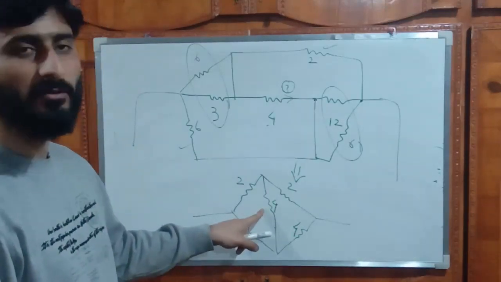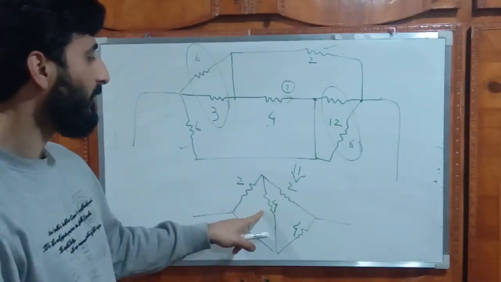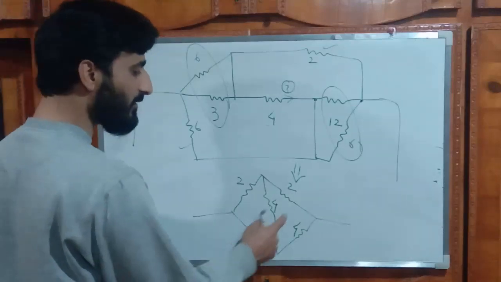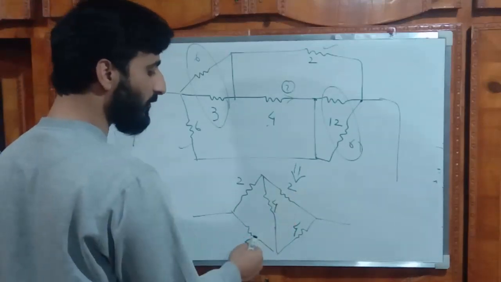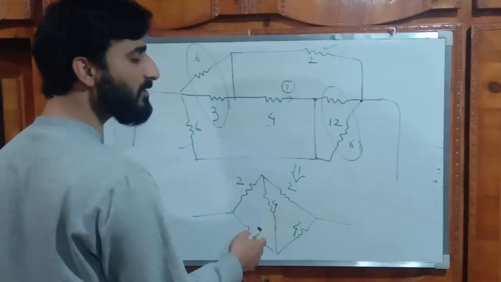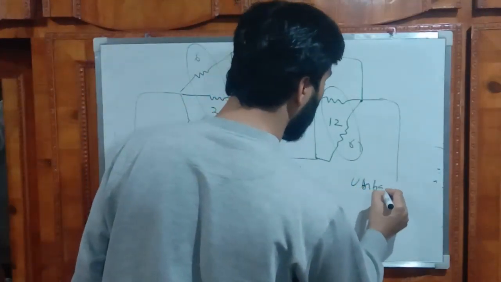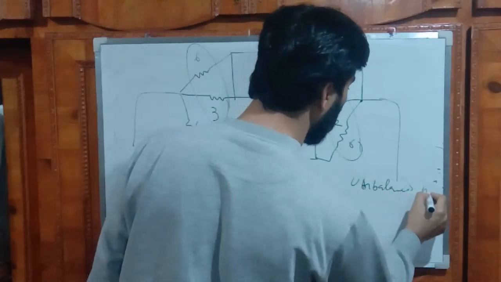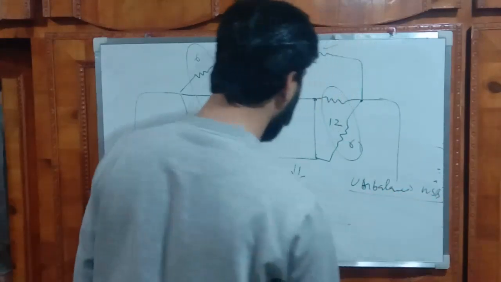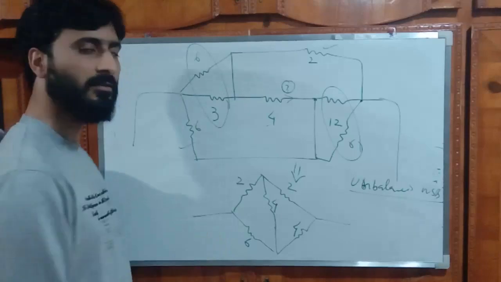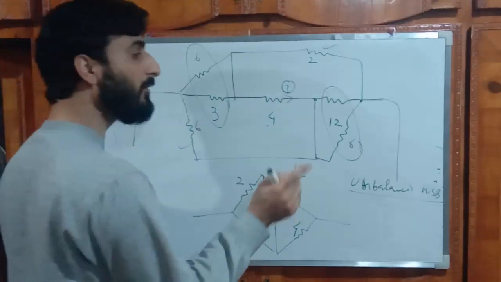Now what will be the value of the current through the 4 ohm? Since 6 into 2 is 12, and 4 into 2 is 8, this is an unbalanced Wheatstone bridge. This is not balanced. So the current through the 4 ohm will not be 0.